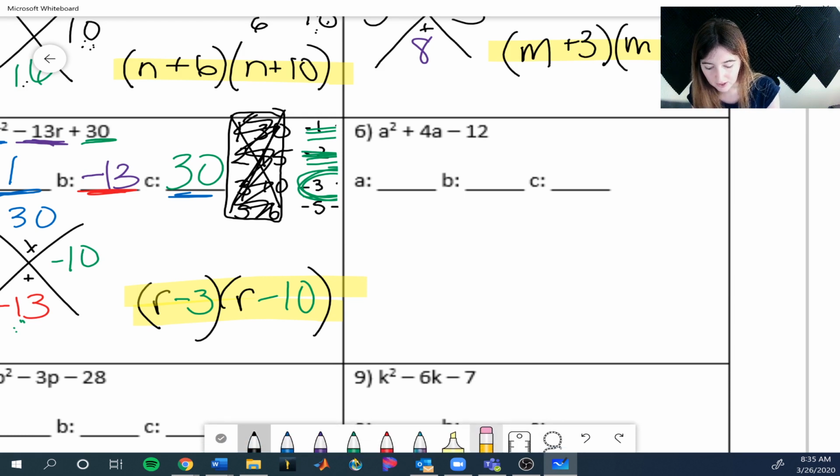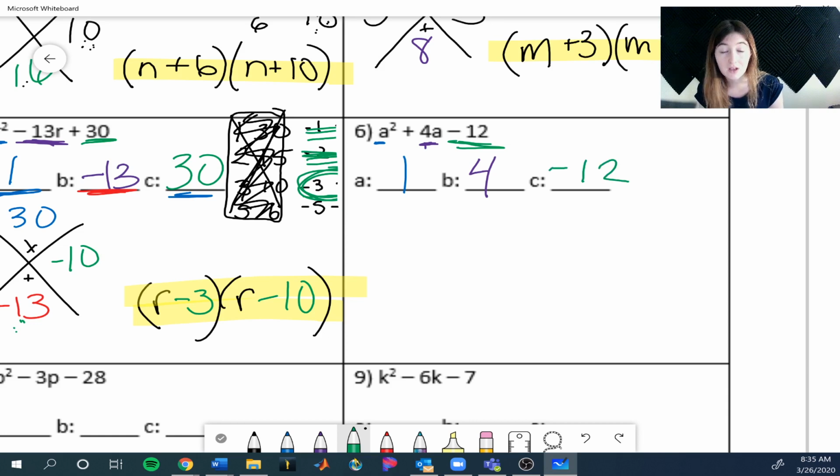Let's look. We're looking for A, B, and C. A is the number right in front of the first variable, the squared. So that is going to be 1. B is the second term, 4. And C is the last term without a variable, so my C is my constant. It's negative 12. We have to include that negative. Yesterday, we had a negative on the B. You can look right over here. This time we have a negative C.